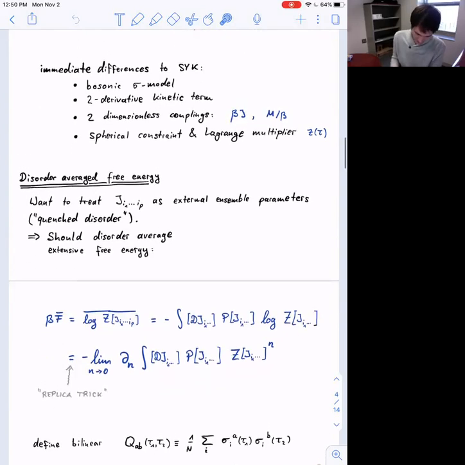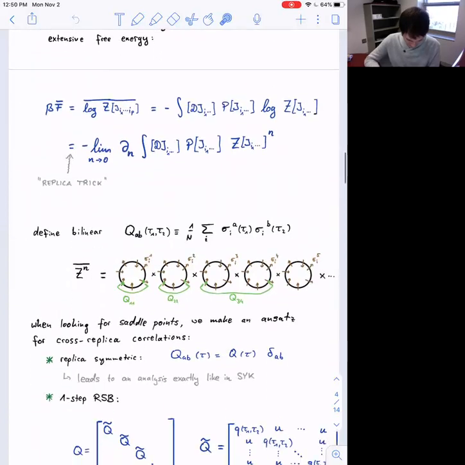So we start by defining some bilinear field, just like in the SYK model. This is like the G variable in the SYK model that we had before, which is a bilinear of these spin variables. And each of them now has a replica index. So we're introducing this bilinear now on the replica manifold.